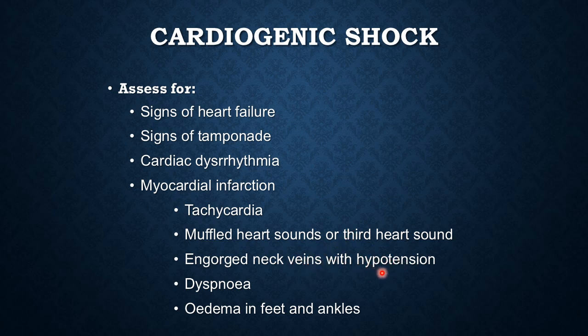Usually in hypotension, you would expect the veins to be collapsed. However, engorged neck veins with hypotension you would see in heart failure because the venous return is adequate, but the heart is unable to pump all the blood that is reaching it. Then there is dyspnea because of decreased circulation and decreased tissue oxygenation. The patient is short of breath. And then there is edema in the feet and ankles. In cardiac failure, there is pulmonary edema also leading to dyspnea. And edema of the feet and ankles, all these point to cardiac failure.